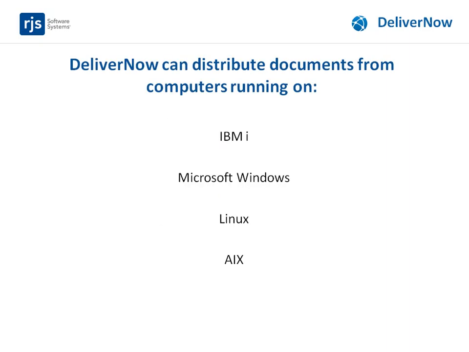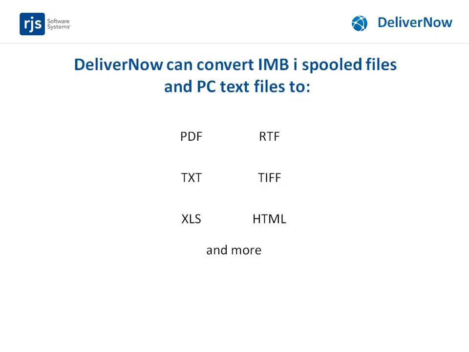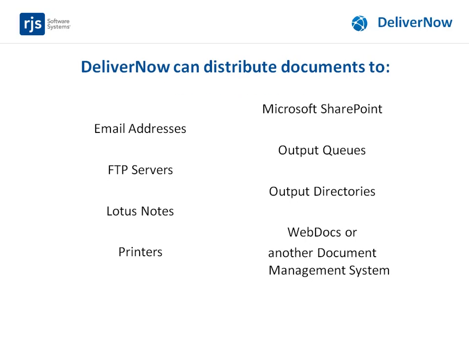Specify the documents, reports, or files that you need distributed. If your documents are spool files or text files that you need to convert, select the file format you want to convert them to, and then decide where to distribute the documents. That's all there is to it.